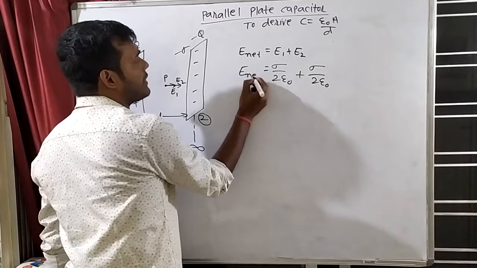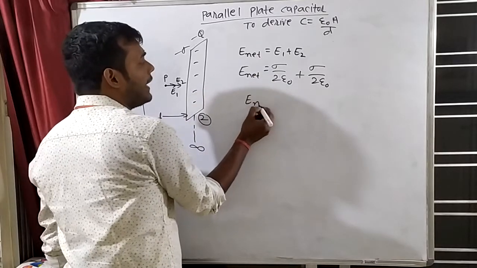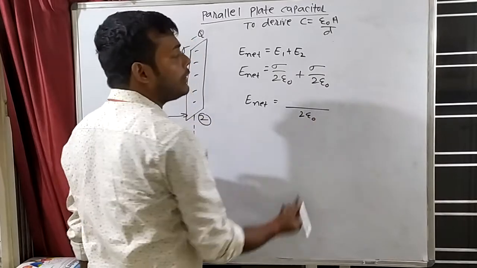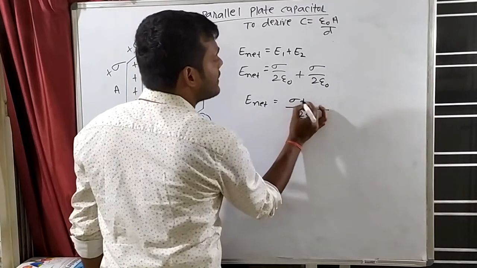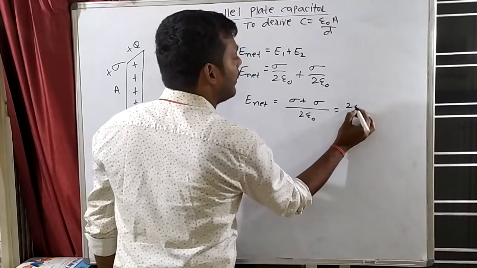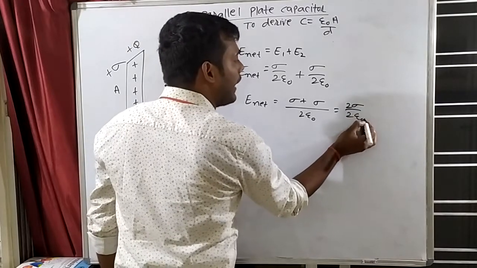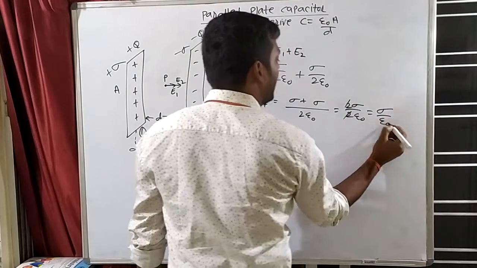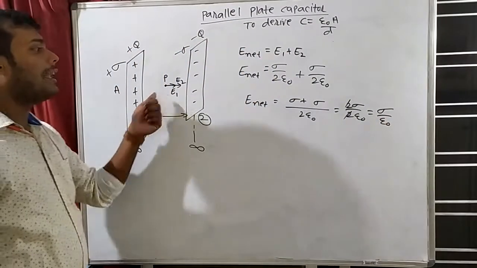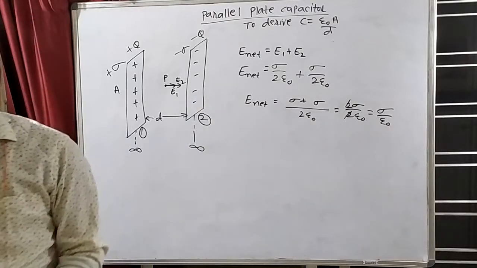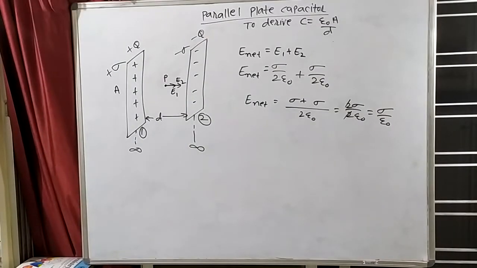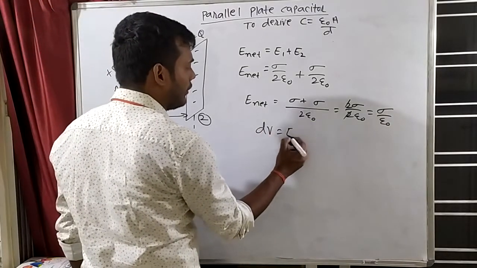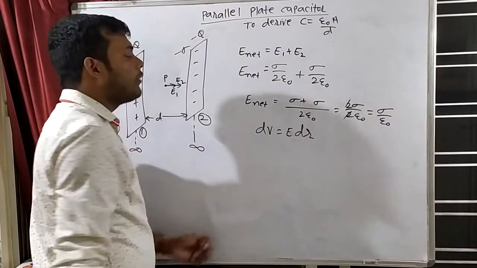You can see my derivations if you do not understand. So how much will E net be? Taking the LCM, which is 2 epsilon naught, this will be sigma plus sigma, so 2 sigma divided by 2 epsilon naught. Here 2 and 2 get cancelled, and this becomes sigma by epsilon naught. That means the net electric field at point P will be sigma by epsilon naught. Then there is a formula dV is equal to E dr. You know this formula? dV is equal to E dr.